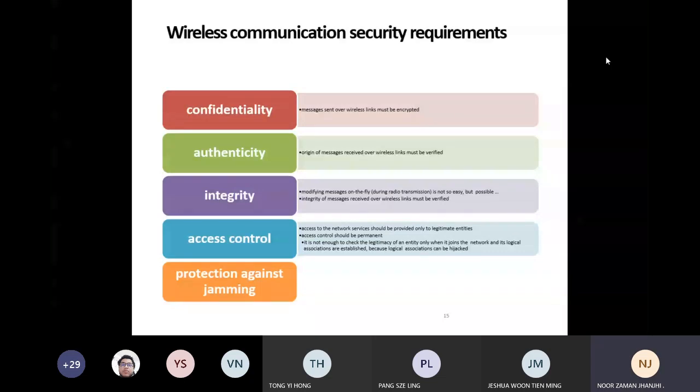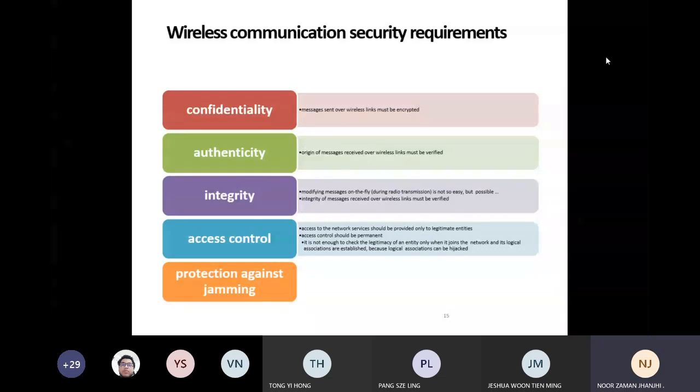We need, number one, CIA. I hope the security guys know what CIA is. CIA is confidentiality, integrity, authenticity, and on top of that, we need to have access control and protection against jamming. Suppose we provide confidentiality, authenticity, integrity, everything, but we fail to provide protection against jamming, then again these things will be meaningless for us. So these are the 5 things.